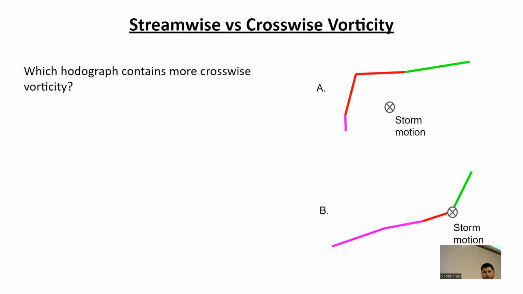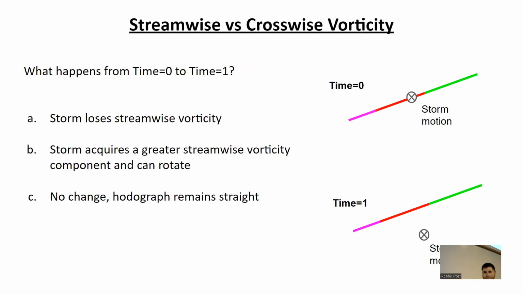So can you guys answer this question? Perfect. How about this one? B? Why B? Yeah, keep going. Why do you think it's B? I'd see a straight hodograph for both of these, so what's the difference? There you go. So the storm motion is what's giving us the change in crosswise versus streamwise in this case.